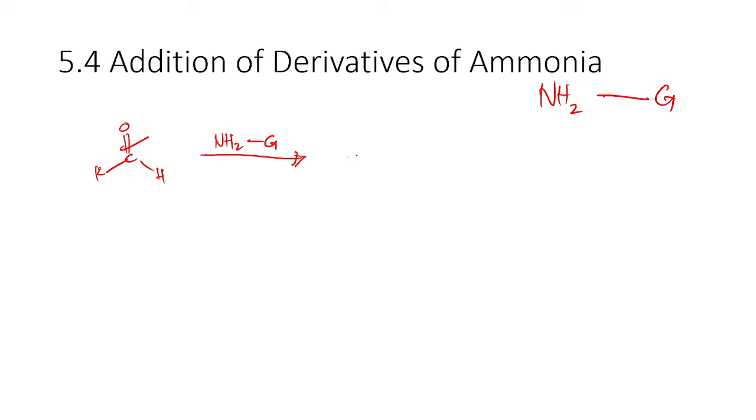So what will happen here is we will have this product wherein nandiyan pa rin yung R group, nandiyan pa rin yung hydrogen. Ang kaibahan lang, we will be having here our hydrogen and the group that is attached to that hydrogen. So from aldehyde, it will be actually converted into an imine. So, kahit anong addition of derivatives of ammonia will result into imine.